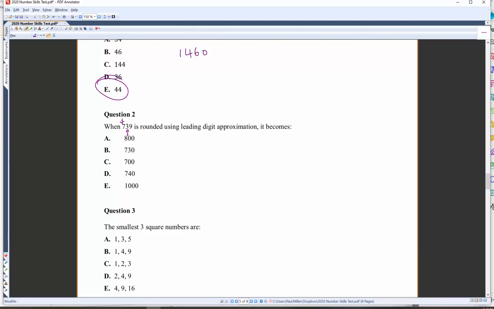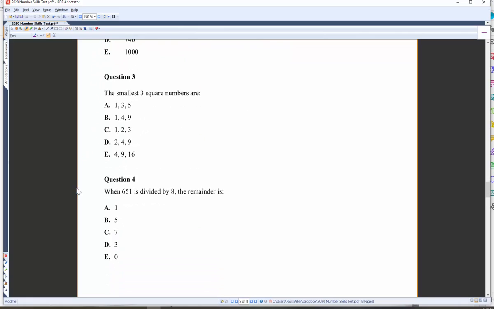So this is 0, 1, 2, 3, or 4. So that means we chop the end off and replace it with zeros. So 700 to the leading digit. Okay, lots of errors with this one here.